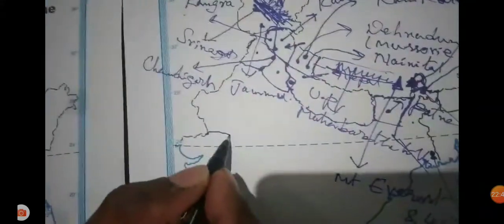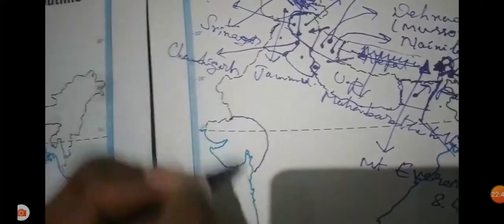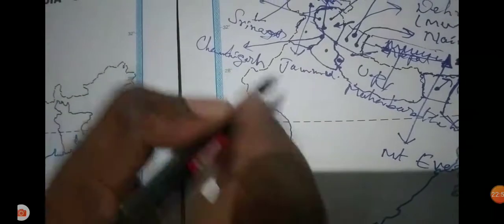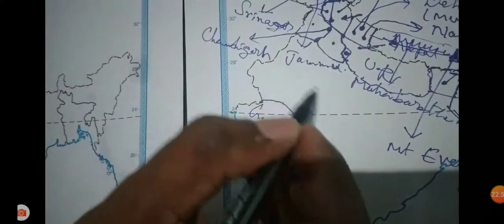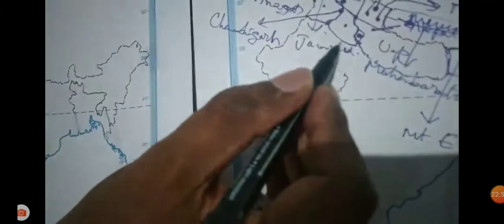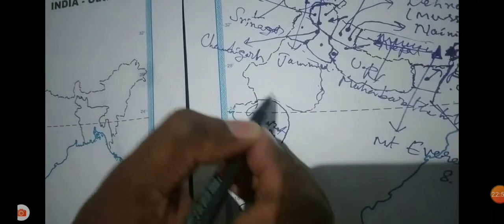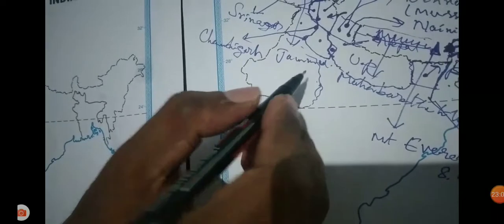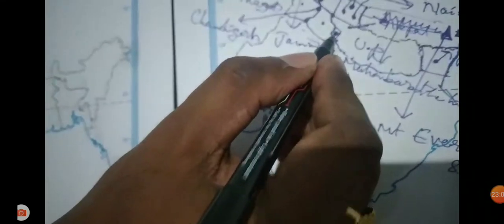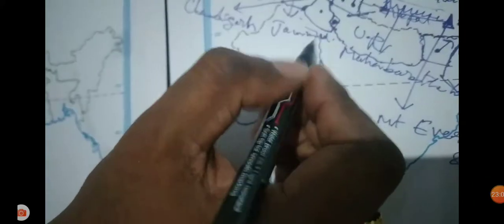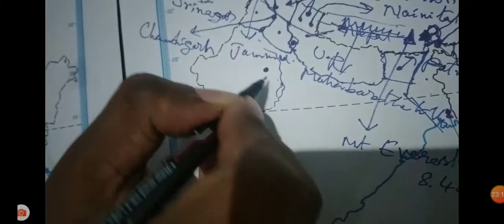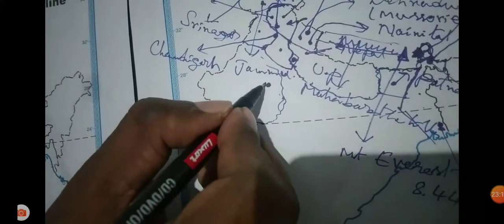This place, Gujarat, we have already divided and located. North of Gujarat is Rajasthan, the largest state in India. This entire part comes under Rajasthan. Southwest of New Delhi is Jaipur, the capital of Rajasthan.